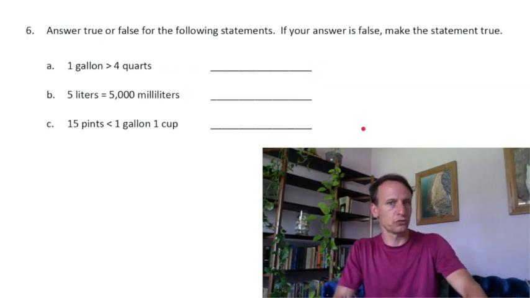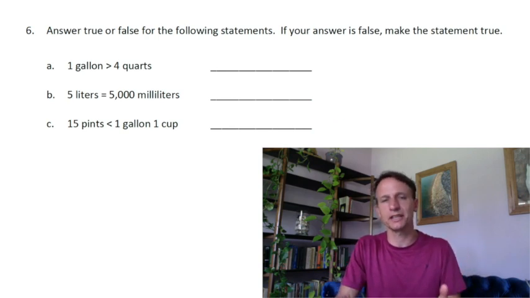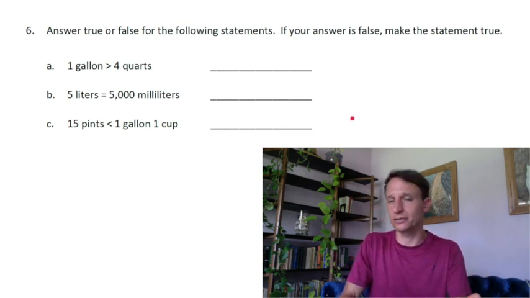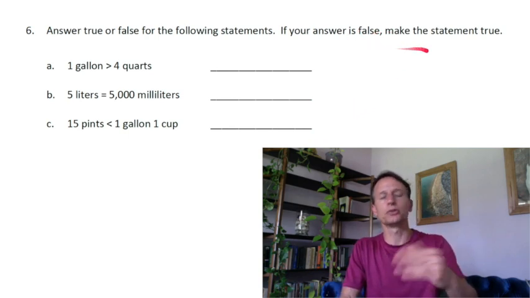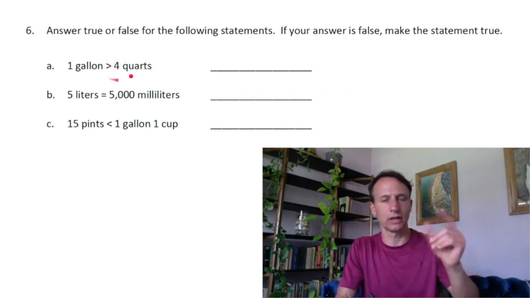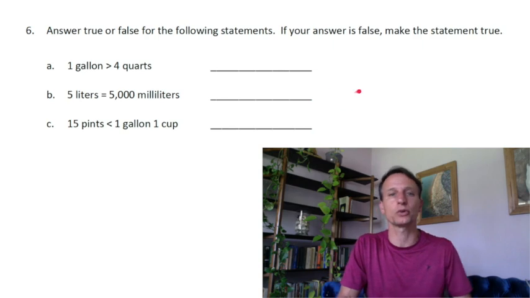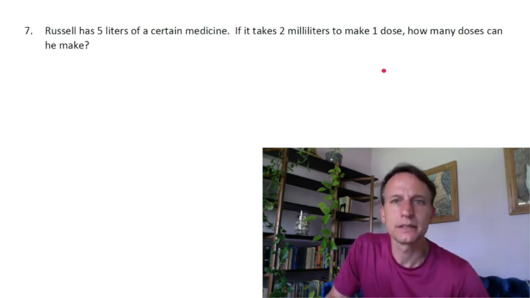And true, false, we had these in lesson 1 as well, but you basically have to do the conversions to find out if they're true, and then if they're false. On this one it's different, it says make the statement true, so you can rewrite it any which way. Probably the easiest thing to do would be to change the greater than, less than, equal to symbol to make it true.